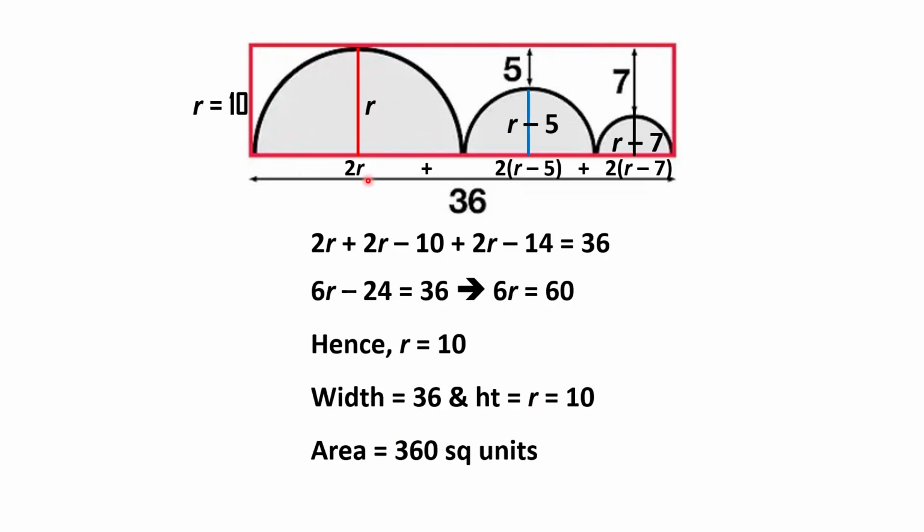We got r equal to 10, which is the height of the rectangle. You can see the largest semicircle. So the height of the rectangle is 10, the width is 36, so the area would be 36 into 10, 360 square units. So the required area would be 360 square units.